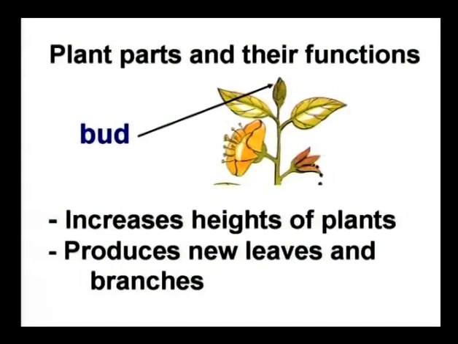Next one, the buds. Okay, this is the bud. If you study your plant carefully, you will see little buds popping out from the stem, the sides of your plant. Okay, that's new leaves trying to develop or grow. So buds increase the height of plants and produce new leaves and branches. So you will see on plants, buds, these are the two functions.